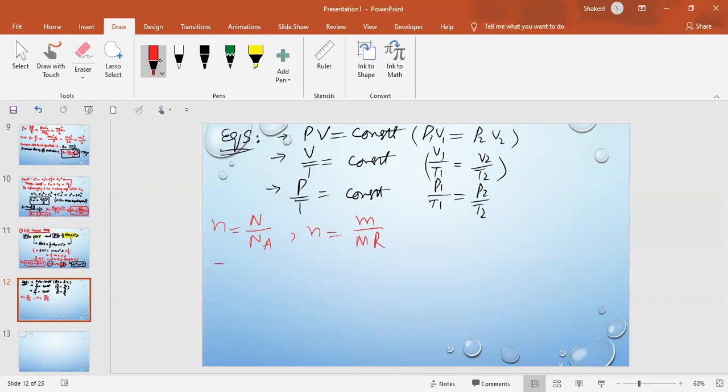And then for the ideal gas equation, PV is nRT, or PV is capital NkT, or PV is 1 by 3 Nmc square. And the final one was that the average kinetic energy of the gas particle is equivalent to 3 by 2 kT. So these are the equations which are useful in ideal gases. I hope that this is clear.